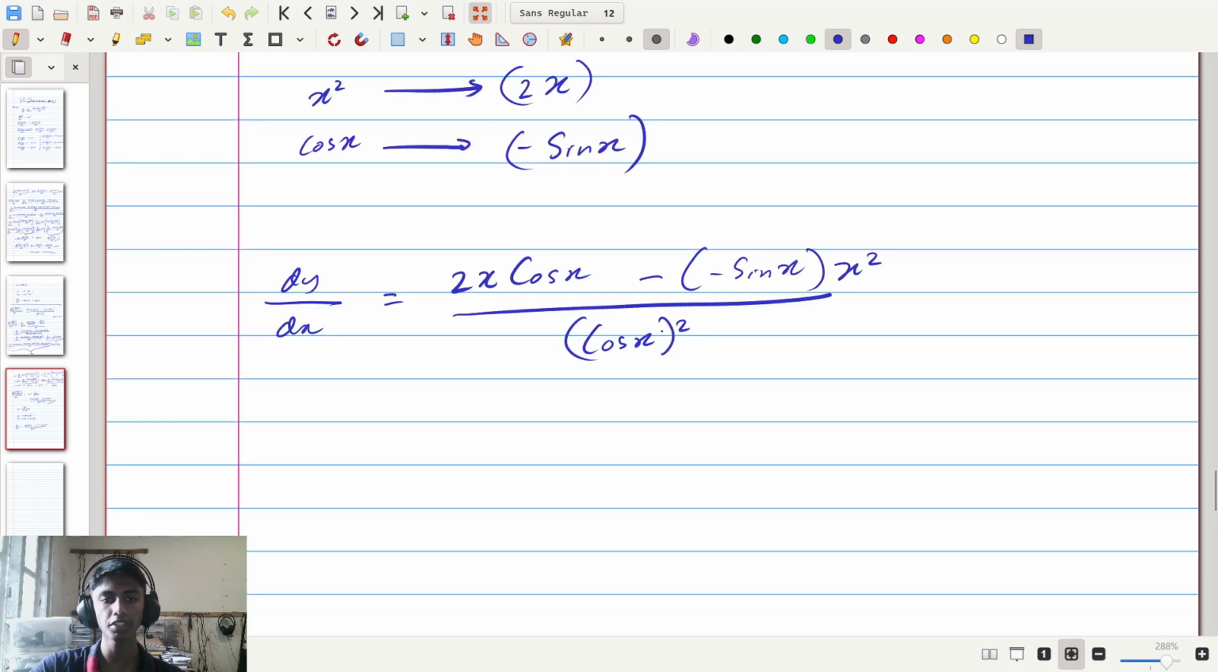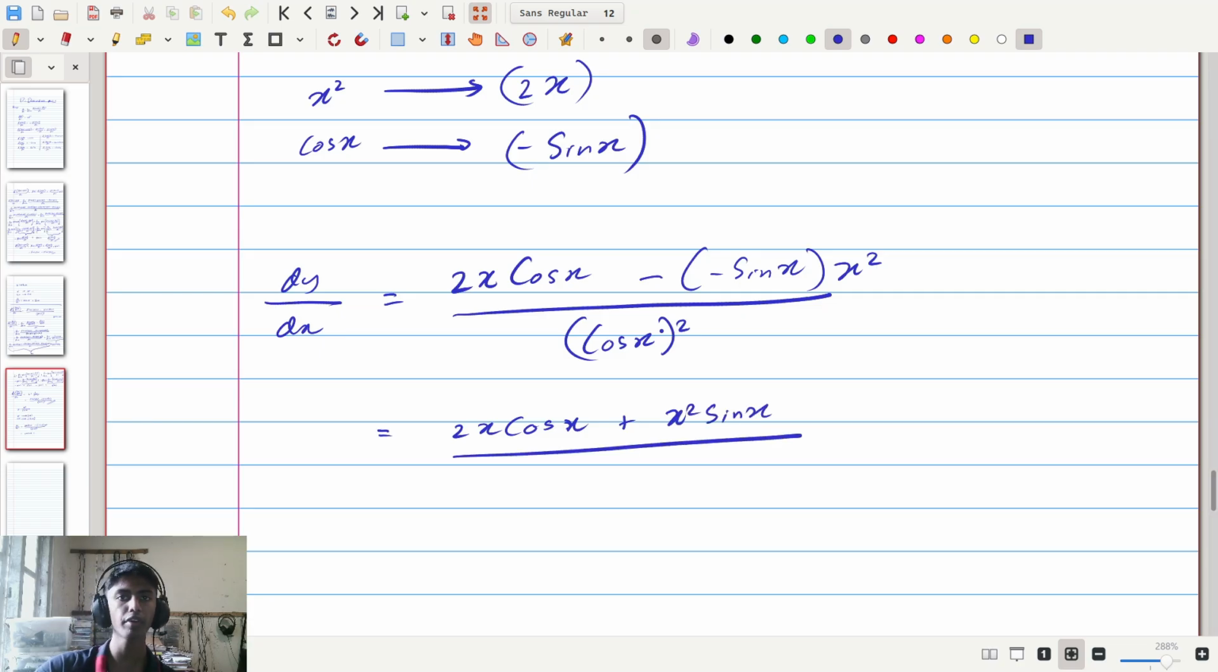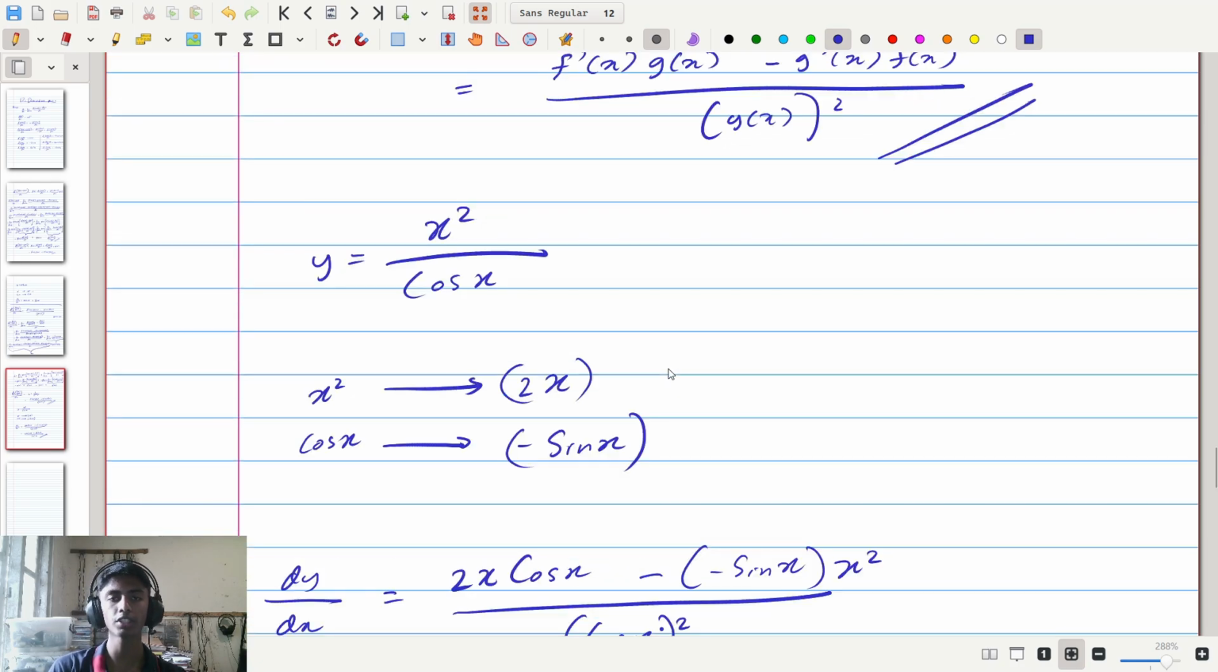Doing some simplification, we can see this is equal to 2x cos x, and then this minus minus over here turns into plus. So we have plus sine x times x squared, which I'll actually write in this form as x squared sine x, all divided by the cosine of x squared, which we write as cosine squared x. So therefore this right here is the derivative of the function x squared divided by cosine of x.